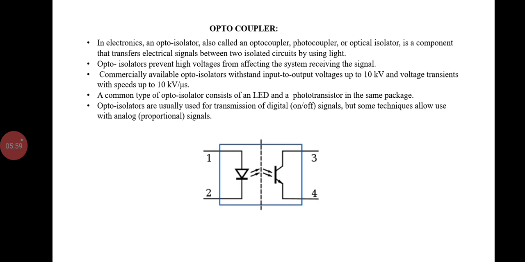Well, we are seeing this optocoupler. It is called an optocoupler, photocoupler, or optical isolator, and it is a component that transfers electrical signals between two isolated circuits by using light. The opto-isolator prevents high voltages from affecting the system receiving the signal. The common type of opto-isolator consists of an LED and a phototransistor in the same package, and they are used for transmission of digital signals, but some techniques are also used with analog signals.